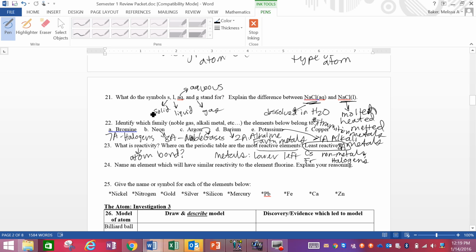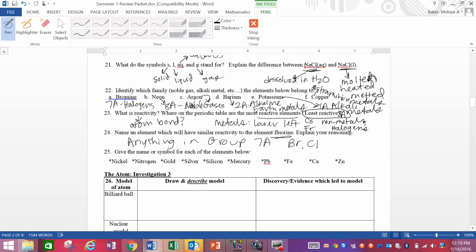Name an element that will have a similar reactivity to fluorine. Anything in its same group. So anything in group 7A. So you could say bromine, chlorine. Things with the same number of valence electrons have similar properties. Give the name or symbol for each of the elements below. Nickel is Ni, nitrogen's N, gold is Au, silver is Ag, silicon is Si, mercury is Hg. Then we've got lead, iron, calcium, zinc. So you can't forget your element symbols.